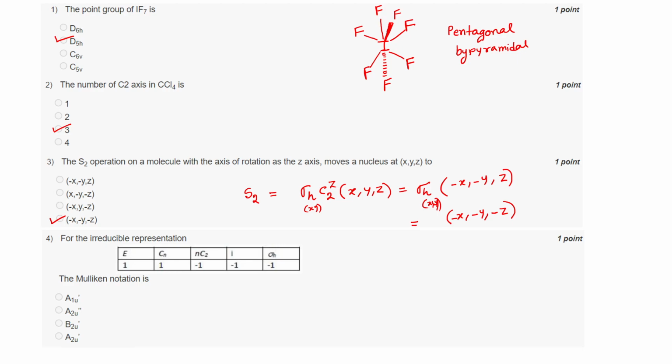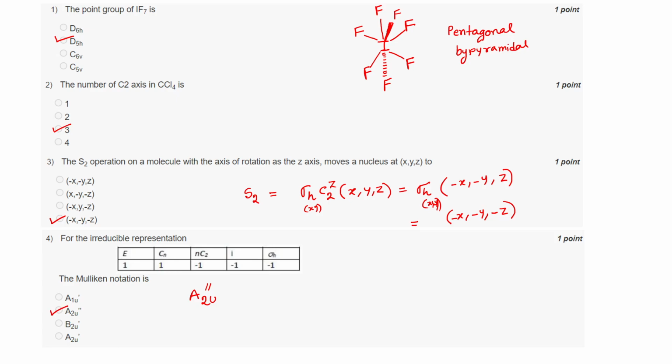Now for this irreducible representation, you need to denote the Mulliken notation. Suppose the character of E is 1, that means it will have either A or B, right? That I will write first, A or B. As it is symmetric with respect to the rotational axis, it is going to be A. But it is antisymmetric with respect to the next symmetry operation, that is why this is A2, and antisymmetric with respect to the center of inversion, that's why it will be A2u, and antisymmetric with respect to the molecular plane sigma h, that's why it is going to be A2u double dash. So your second option is correct.